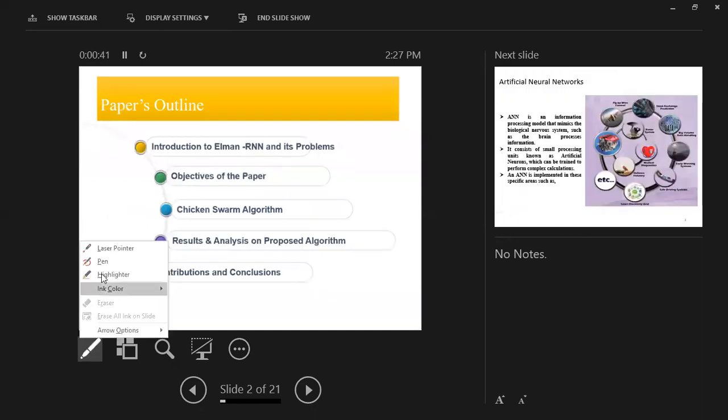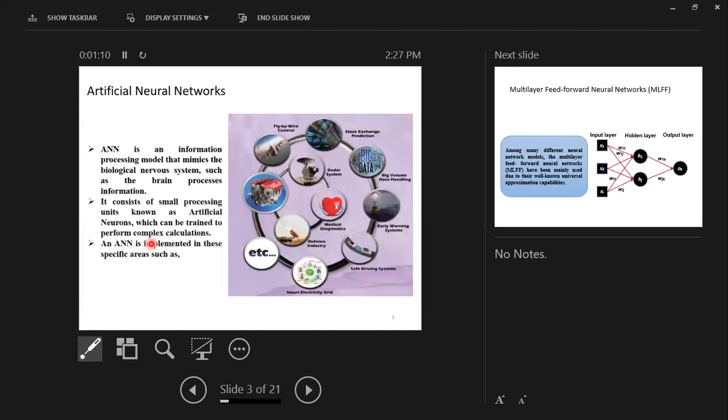After the title of the researchers, let's talk about the paper outlines. In the paper outlines, there is the introduction to Elman recurrent neural network and its problems, and the objectives of the research paper. After that, I'm going to explain the chicken swarm algorithm. And after the chicken swarm algorithm, I'm going to explain the results analysis on the proposed algorithm. And at the end, I will explain the contribution and conclusion of the research paper.